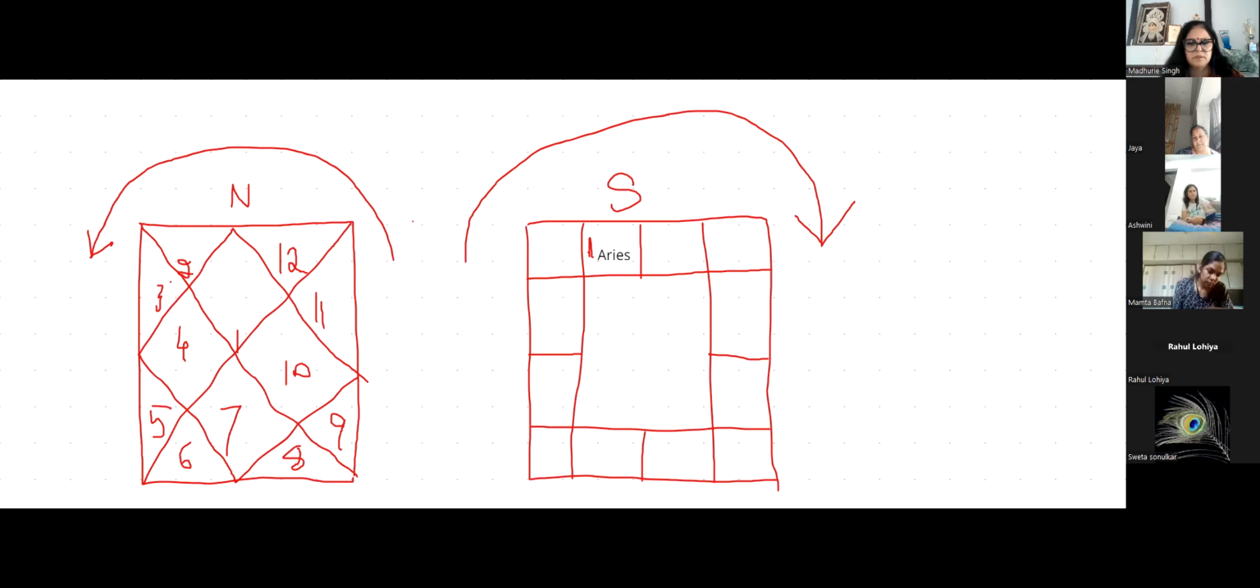Next, Taurus. Who will tell me which is the third? Gemini. Write down. This is going to be several times referred by you people. This position does not change in South Indian chart.